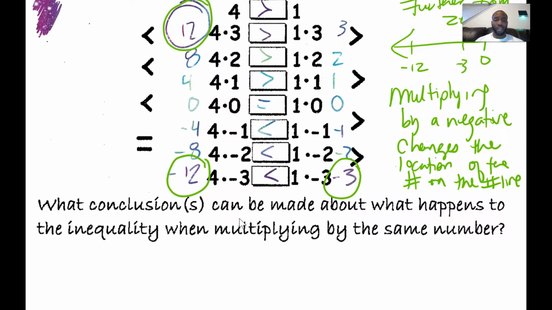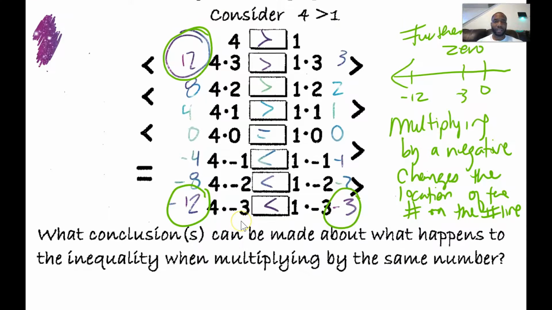So, what conclusions can we make? What happens to the inequality when you multiply by the same number? Okay, if you multiply by a negative, the inequality symbol flips. Let me show y'all something.